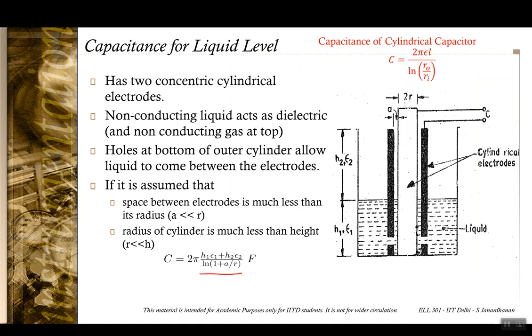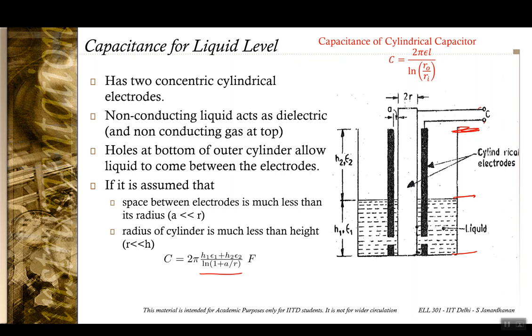For the liquid capacitor, the height is H1 and the permittivity is epsilon 1. Similarly, for the capacitor with the gas as the dielectric, it is H2 and epsilon 2. Since both of them are connected in parallel, because both these electrodes are connected to the output terminals, the capacitance is just additive. You get this value of the total capacitance.